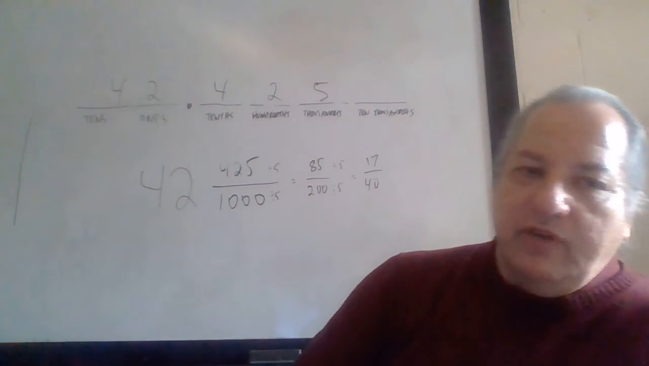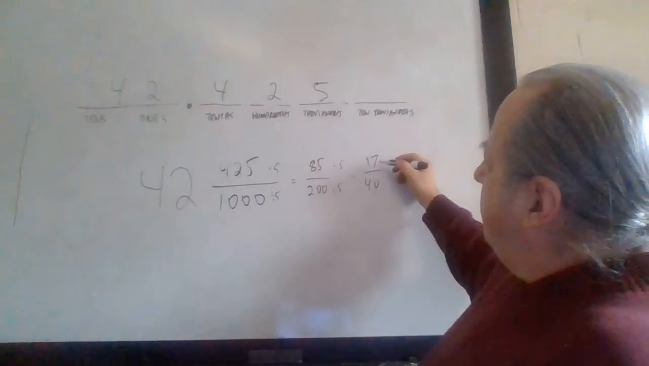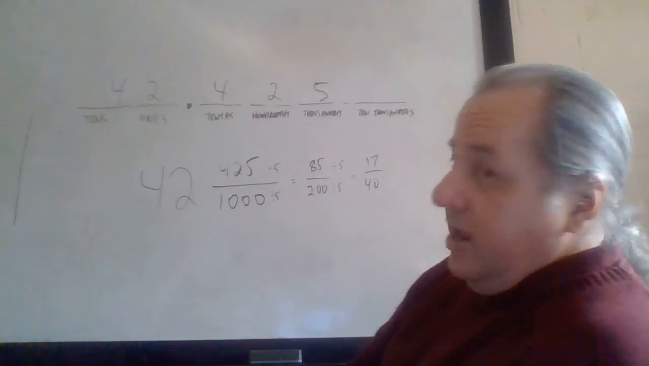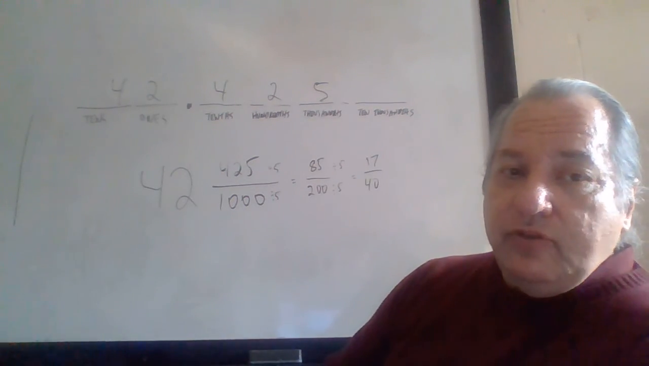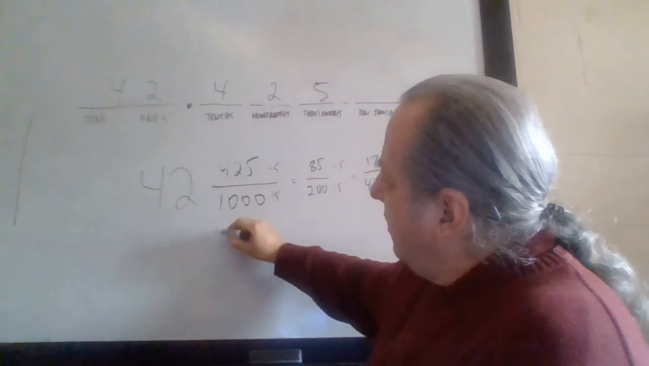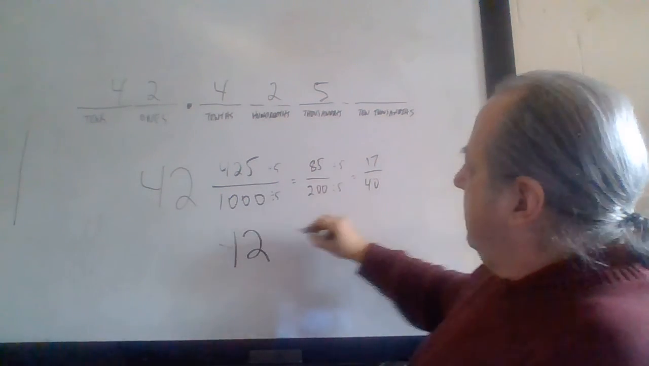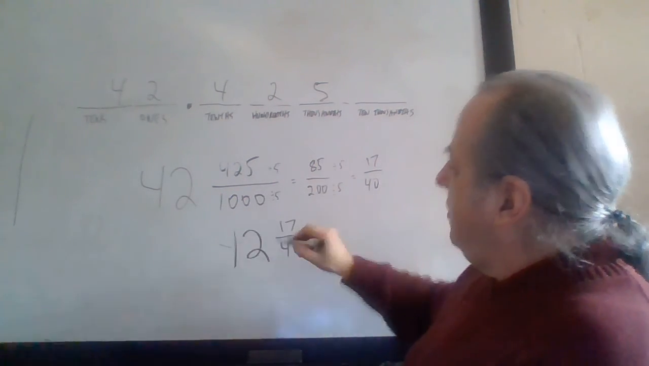And then I asked myself the question, is there a number that can divide both into 17 and 40? The answer is no. It's simplified as far as it'll go. So my final answer is 42 and 17 over 40.